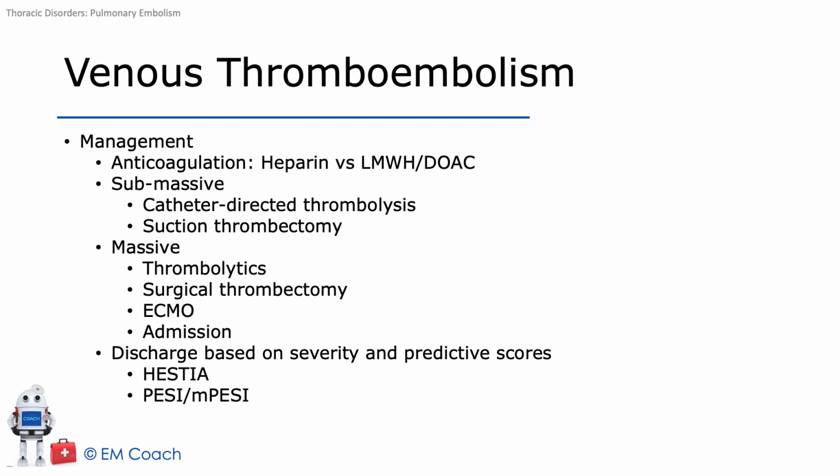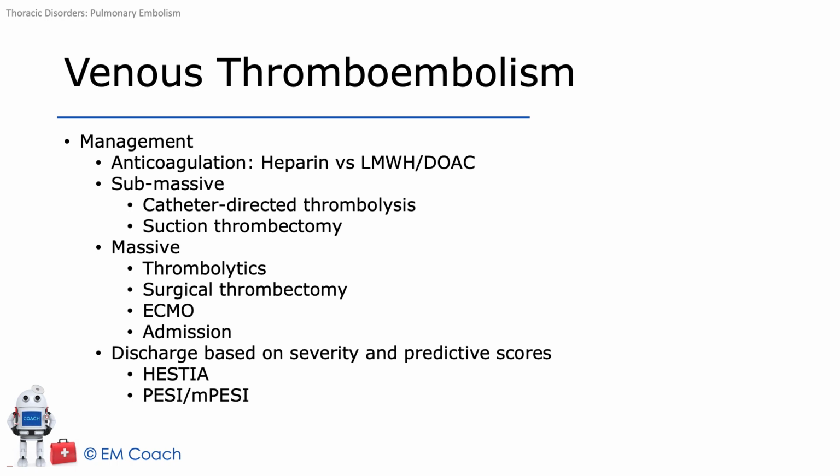For the submassive, catheter-directed thrombolysis is actually a pretty good option. So the thrombolytics aren't systemic for submassive, but you can do the catheter-directed option. And there's also the option for a suction thrombectomy. For the massive, you're given those thrombolytics, you can do a surgical thrombectomy, and they may wind up on ECMO. It's actually a fairly reasonable indication for VA ECMO to hook somebody up, cannulate them, and then take out the clot. And they have a reasonable chance, so long as they weren't down for a long time, of recovering.